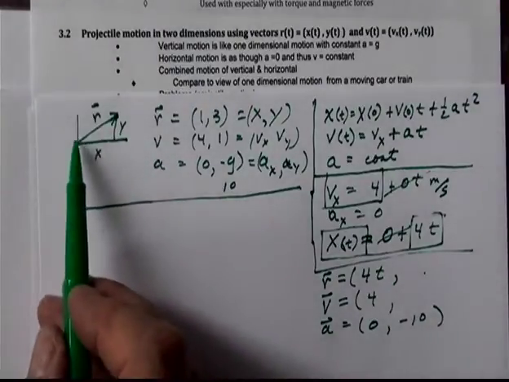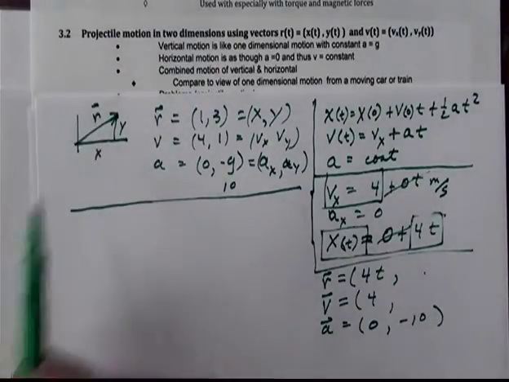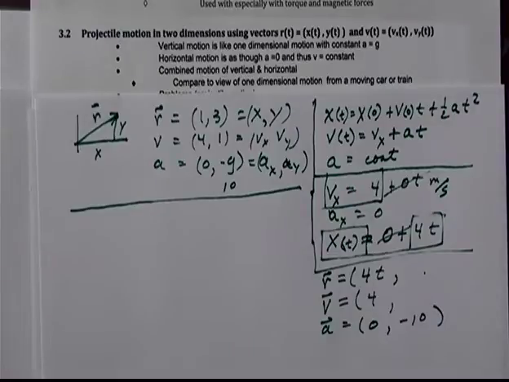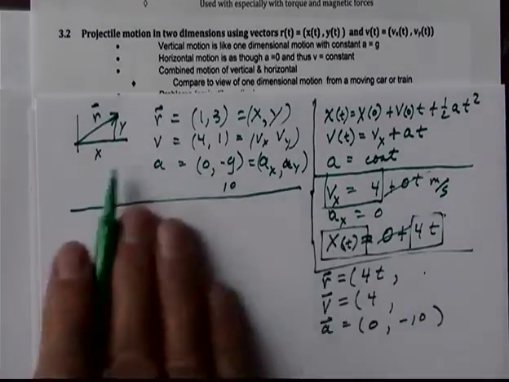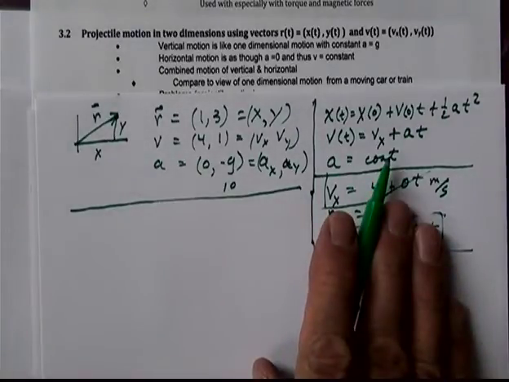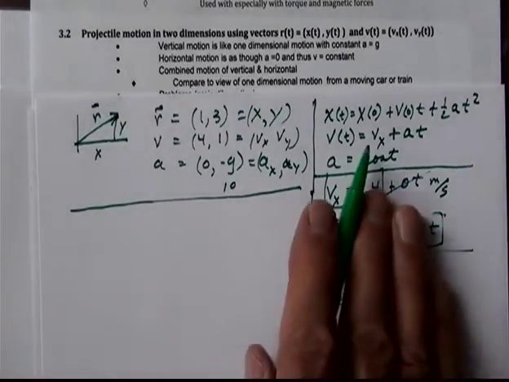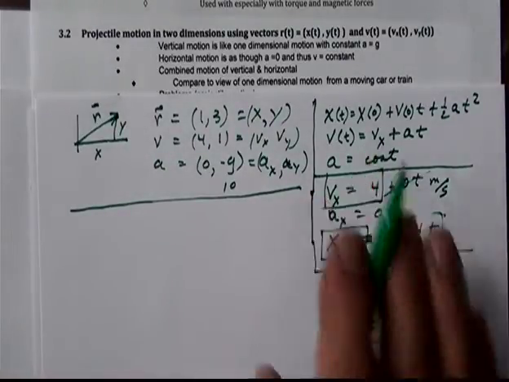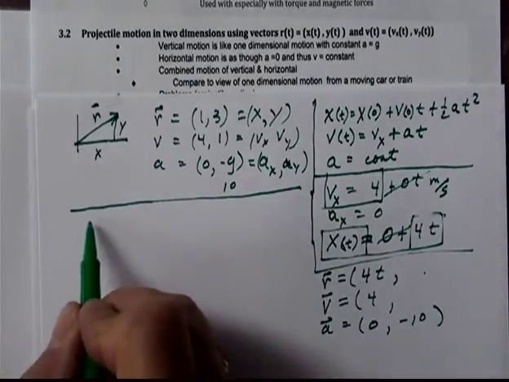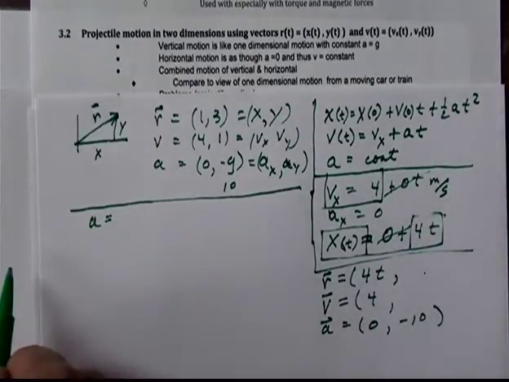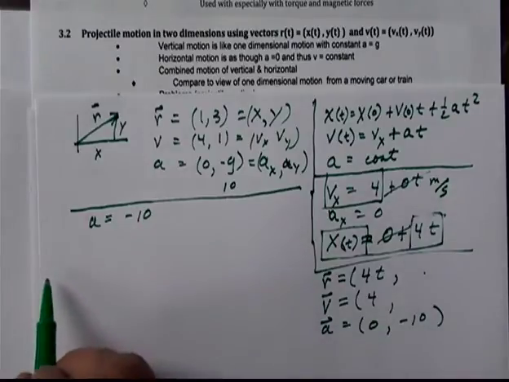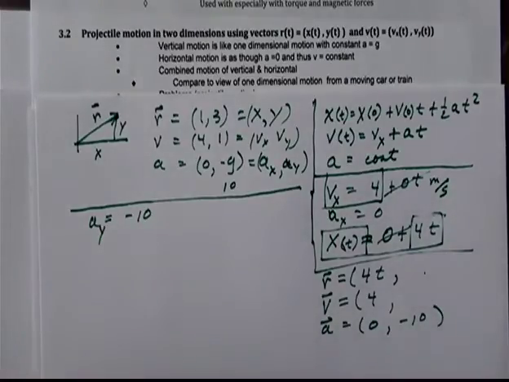Okay, well, what about the motion in the y direction? Well, this is the more complicated motion. We've already solved the x direction. We know what's happening in the horizontal direction. But in the vertical direction, we just need to apply these same equations. And what would they be? Well, the acceleration is going to be equal to minus 10. We know that, and that's in the y direction.